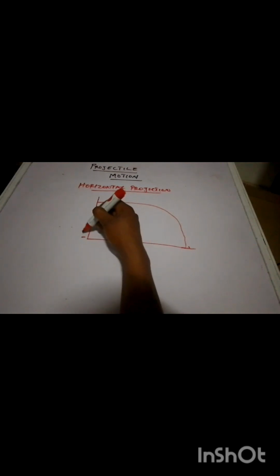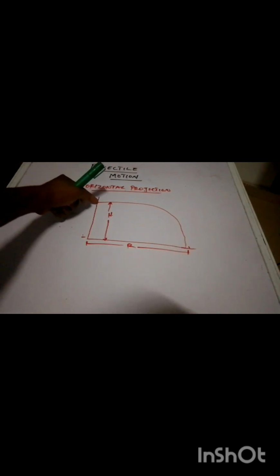For horizontal projection, this is the axis. The object is projected like this, horizontally, and allowed to land on the floor. When the object is projected horizontally, we are going to have two components. This is the height of fall. This one is the range, the distance from here to where it hits the ground. All of these have their own formulas.